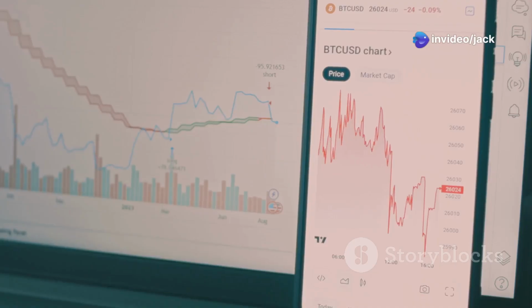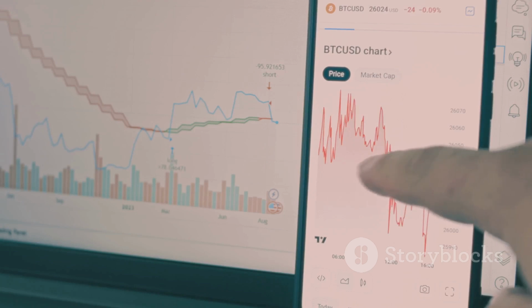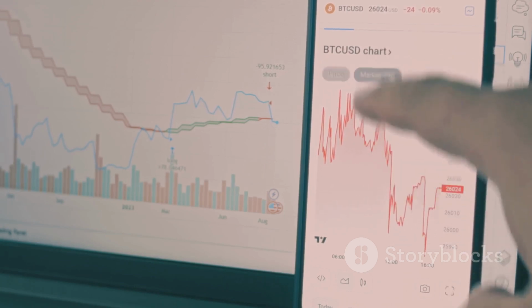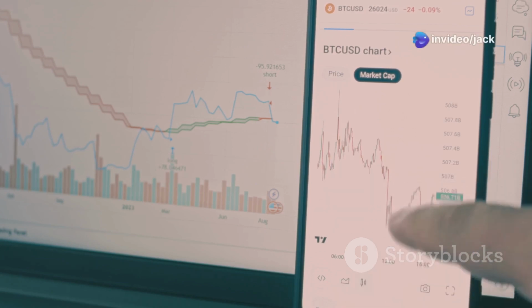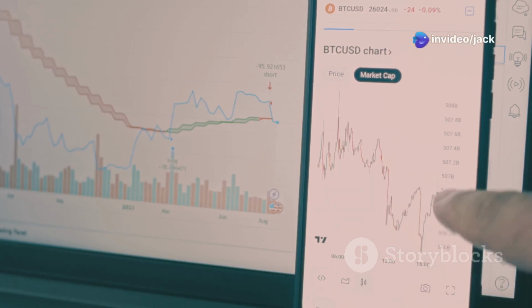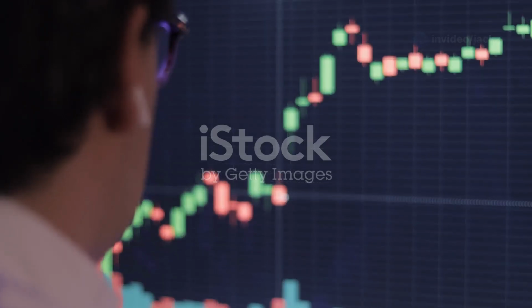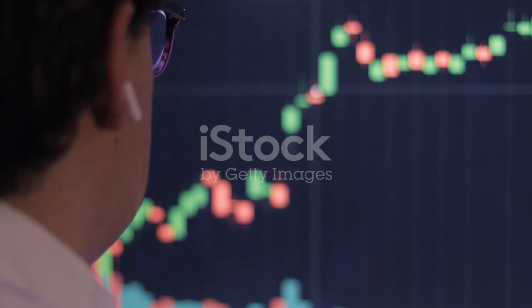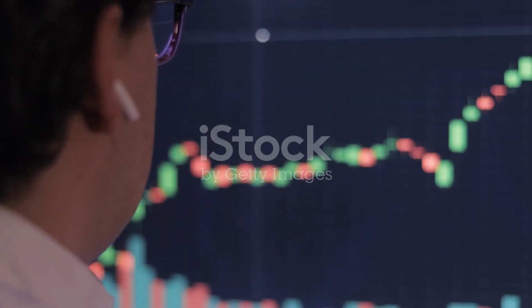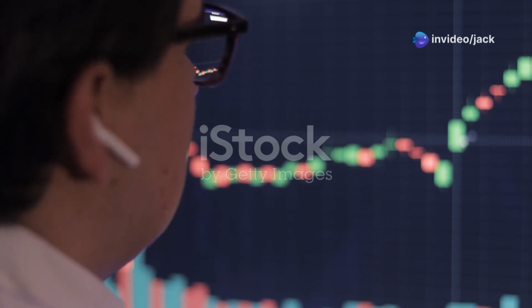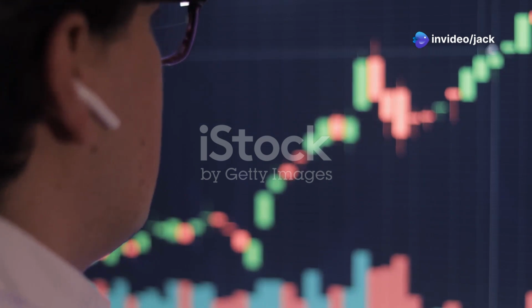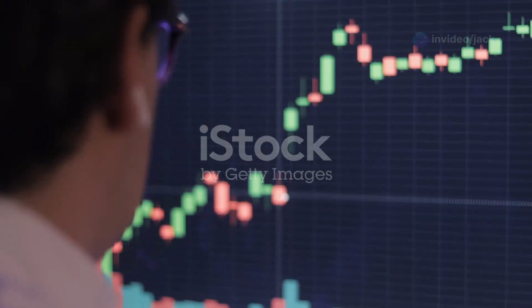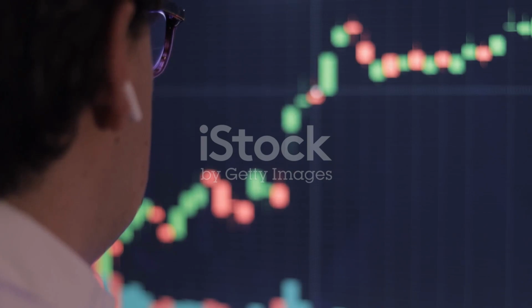The MACD does this by using two moving averages, a faster one and a slower one, and it plots the difference between them as a line, called the MACD line. This line fluctuates above and below a zero line, providing a visual representation of momentum shifts. When the MACD line crosses above the signal line, it's often seen as a bullish signal, suggesting that momentum is shifting to the upside, and it might be a good time to consider buying. This crossover indicates that the faster moving average is starting to outpace the slower one, signaling a potential upward trend.